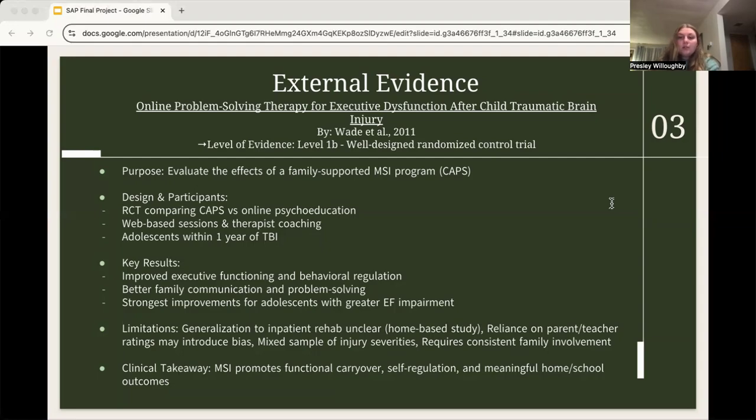These improvements were especially notable for adolescents with more severe impairments, which is similar to the client in this case. Because CAPS embeds strategy use into everyday routines, the intervention strongly supports generalization across home and school settings. Limitations include reliance on parent and self-reported measures, and the fact that academic performance was not directly assessed. Still, the study offers strong evidence for the effectiveness of MSI in adolescents recovering from TBI.